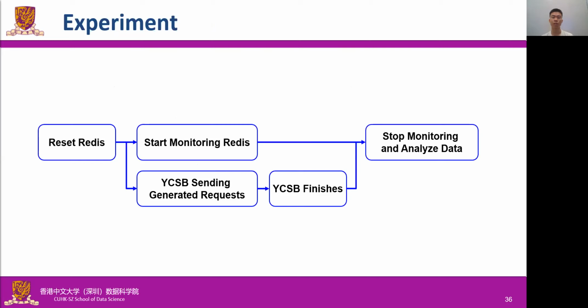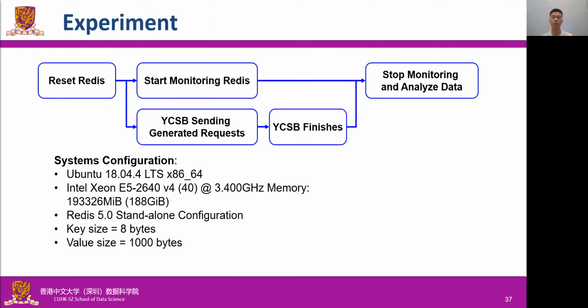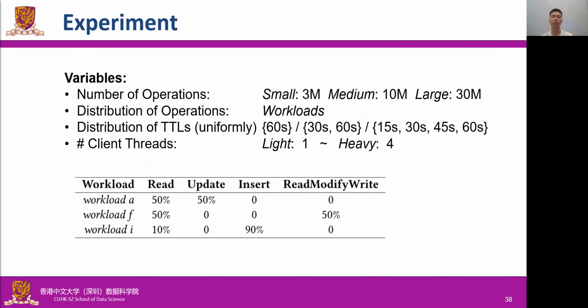In our experiments, we use YCSB to send randomly generated requests and write a Python script to record the status of Redis for every second. We test on a server with 188 gigabytes memory and use the standalone version of Redis 5.0 to implement our algorithm. For random data, each key is 8 bytes and each value is 1000 bytes. Our number of operations are from 3 million to 30 million.